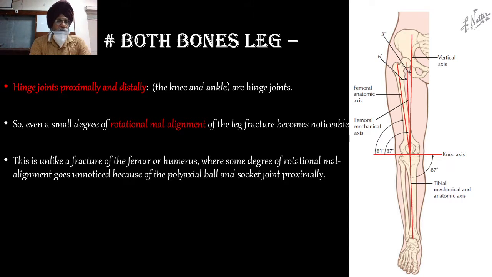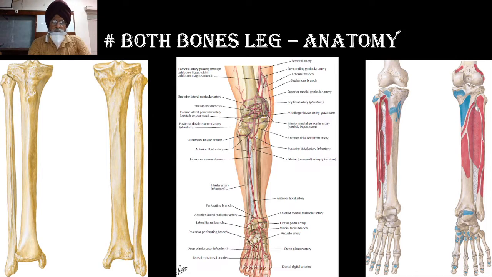The hinge joints proximally and distally are the knee and ankle joints. So even a small degree of rotational malalignment of the leg fracture becomes noticeable. There becomes deformity and it may cause knee or ankle pain. This picture is showing the anatomy of the two bones along with vascularity and the muscle attachments.